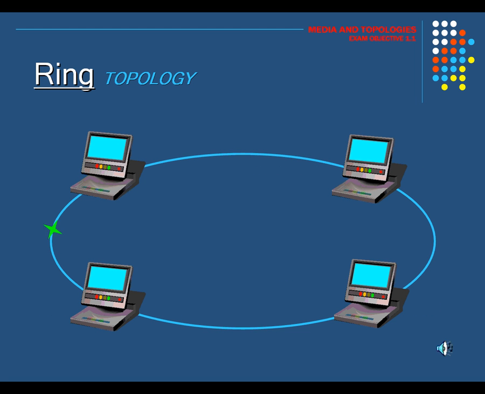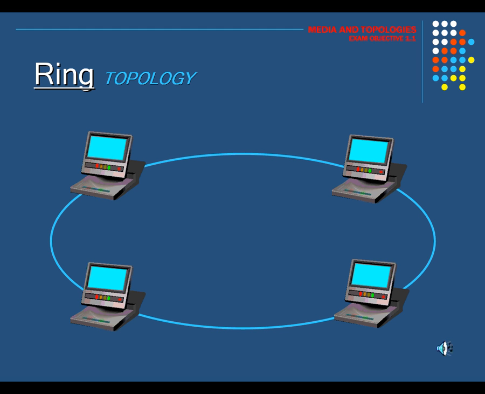This is called the ring topology. A ring topology is a type of network configuration where each computer is connected to each other in the shape of a closed loop or ring. So every computer on this network has exactly two neighbors for communication purposes. Each data packet is sent around the ring until it reaches its final destination. This kind of topology is rarely used today.